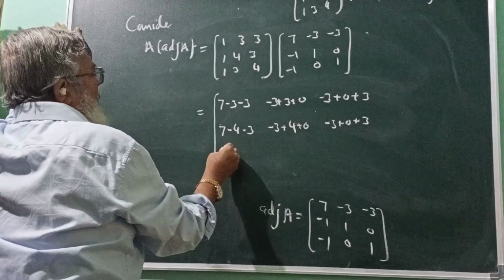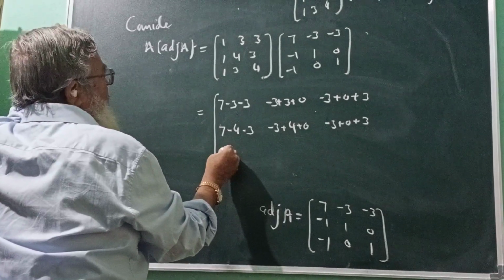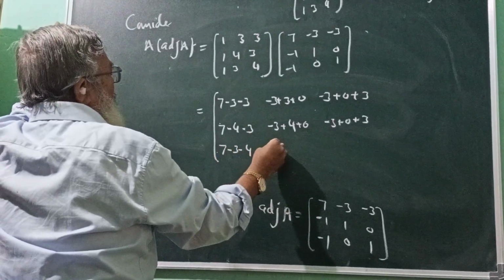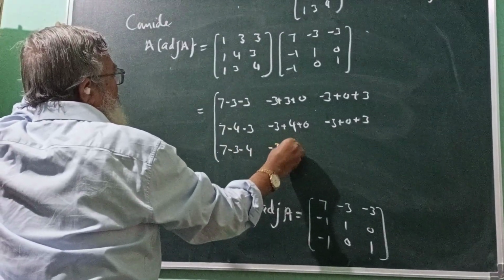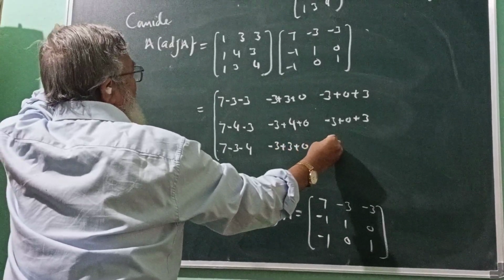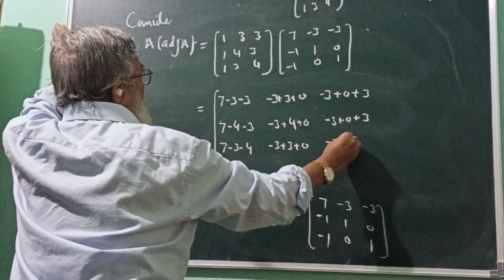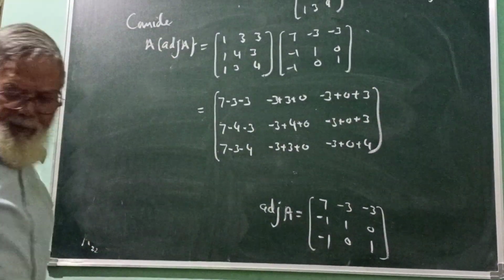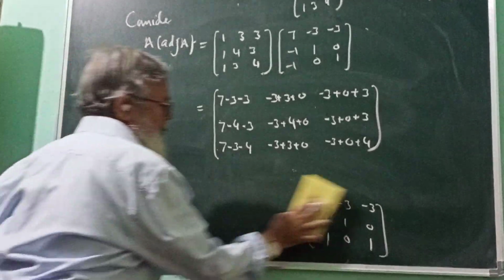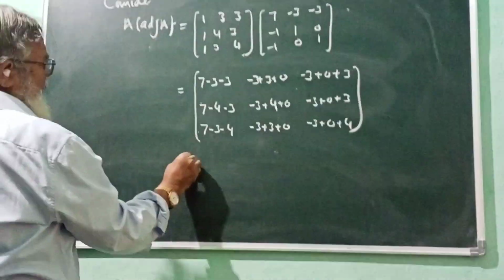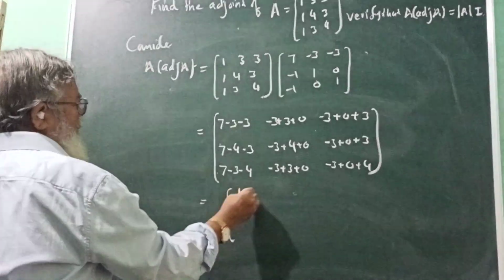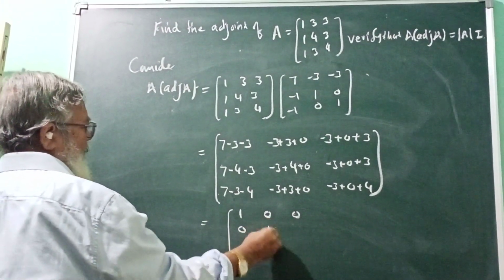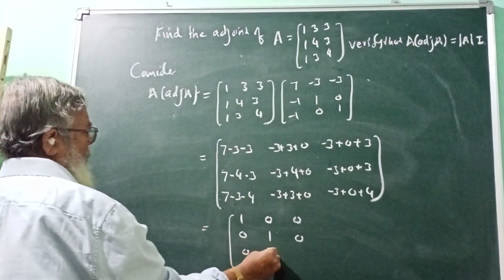Here it is. Last row we take 7 minus 3 minus 4. Minus 3 plus 3 plus 0. It is minus 3 plus 0 plus 4. Now you see here, see what is the value here. Now we can write it is 1, 0, 0, 0, 1, 0, 0, 0, 1.